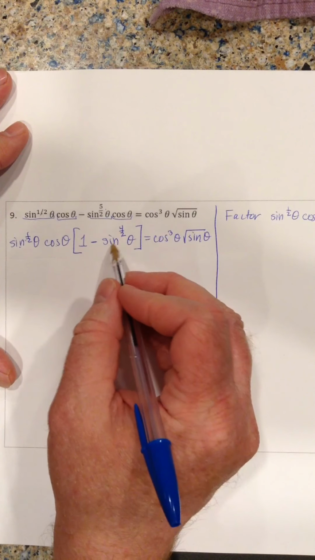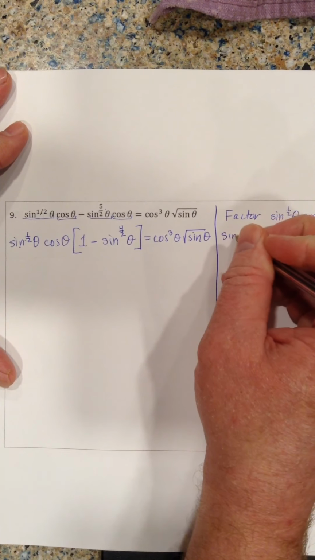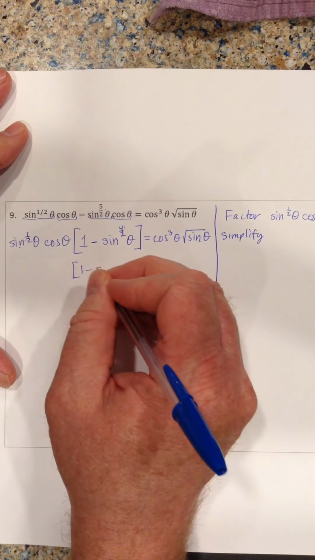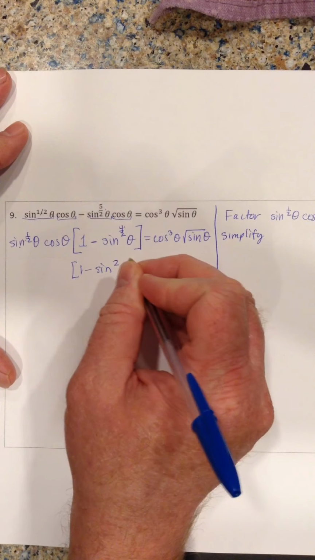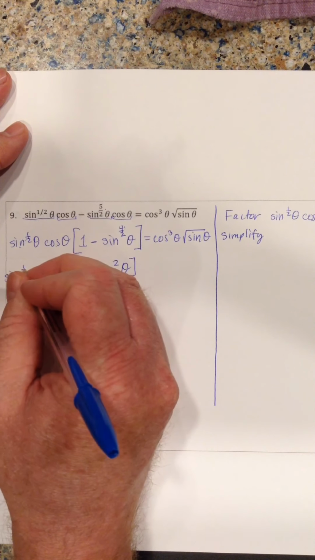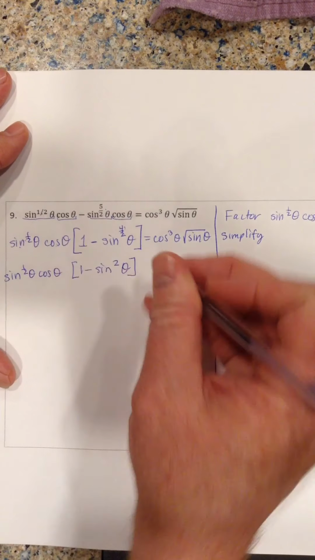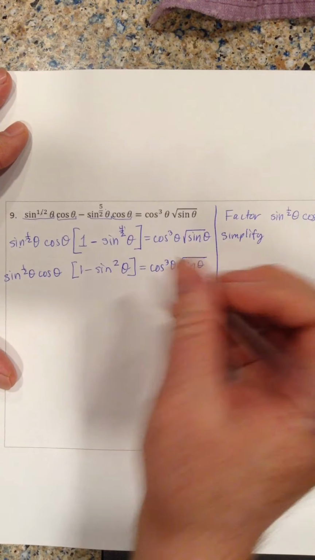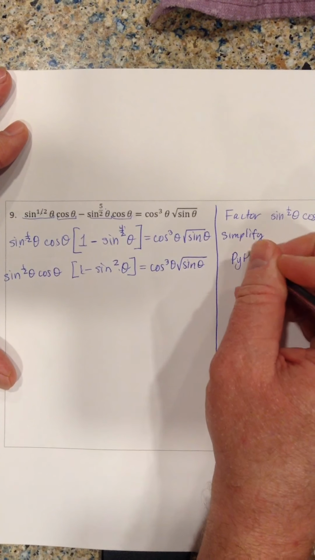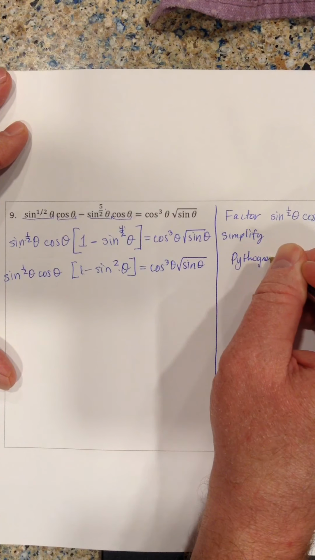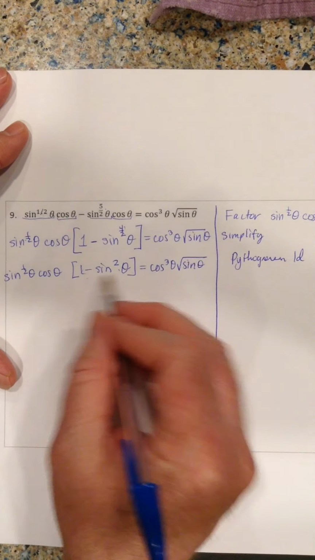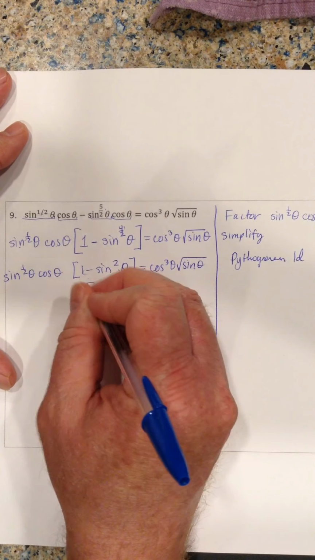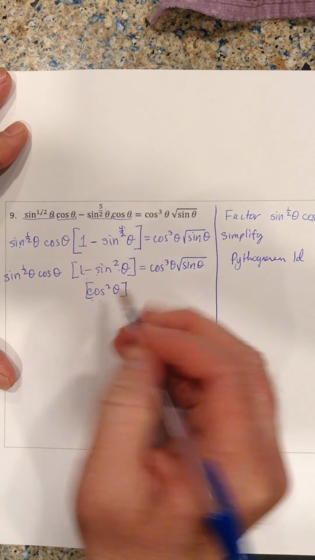Alright, now, sine 4/2 I'm going to simplify, which basically I'm reducing that exponent. So I'm going to have 1 minus sine 4/2 is 2. So I have the sine 1/2 theta, cosine theta out here, equals cosine cubed of theta, square root of sine of theta. Now 1 minus sine squared is a Pythagorean identity. And when you do these problems, that's what you have to recognize most. So that 1 minus sine squared is cosine squared theta. I'll keep the bracket just showing where it's coming from.